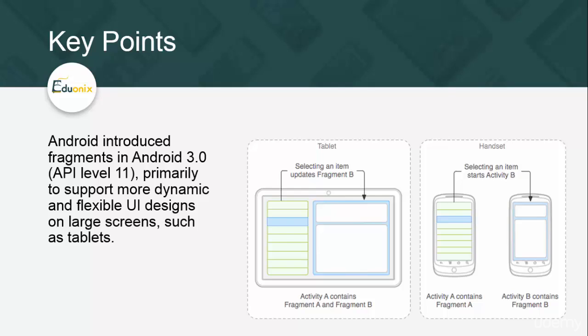However, on a mobile device, there is not enough room for displaying both fragments. Therefore, Activity A includes only the fragment for the list of articles. When a user selects an article, Activity B starts and displays the second fragment. Here are some more key facts about fragments.